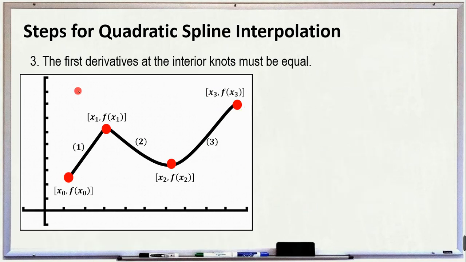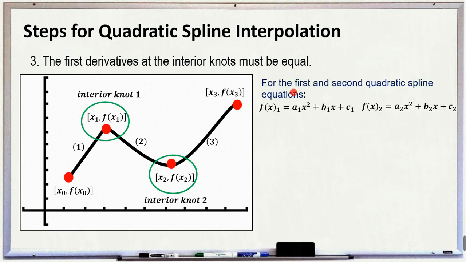The third step states that the first derivatives at the interior knots must be equal. So these are our interior knots, interior knot number 1 right here, and interior knot number 2. Now, since at the interior knots they have the same curvature, they also have the same value for the first derivative, or the same slope at this point. So for the first and second quadratic spline equations, these are the formats of their equations.